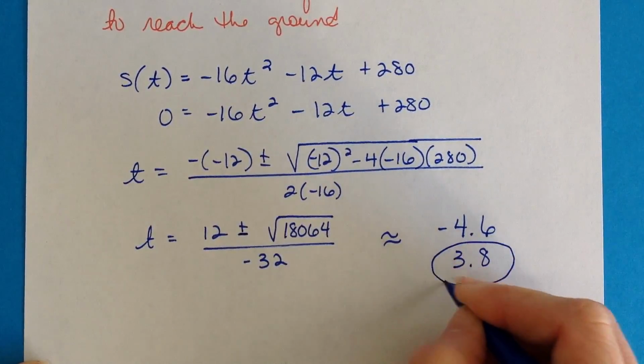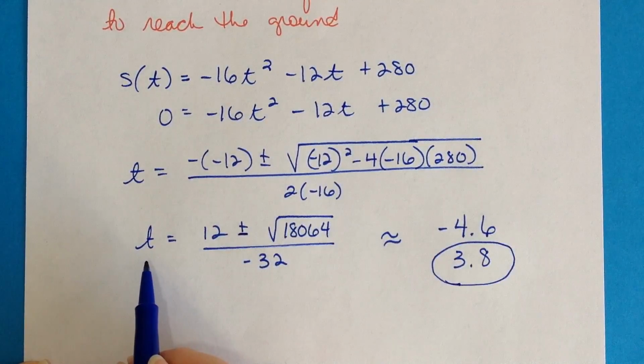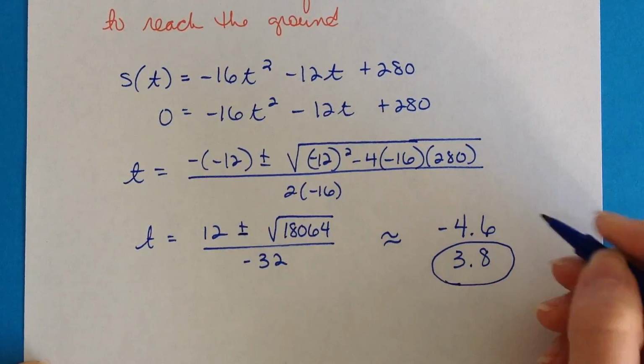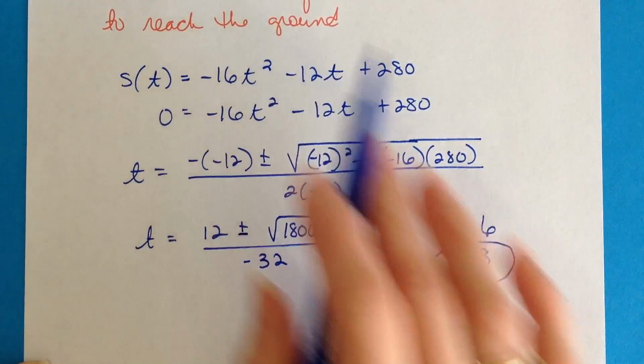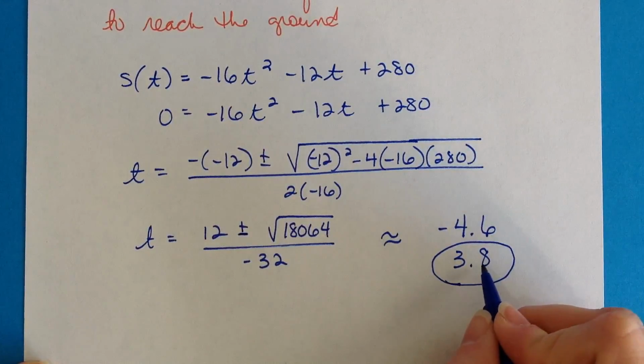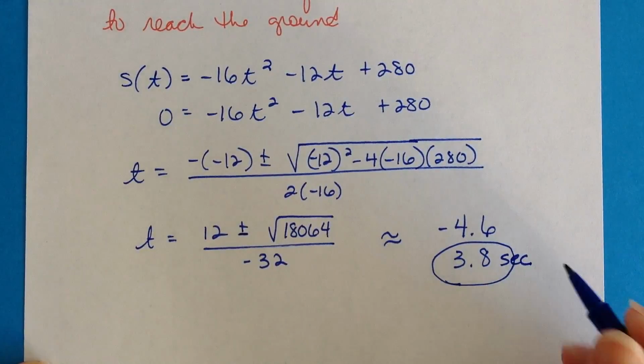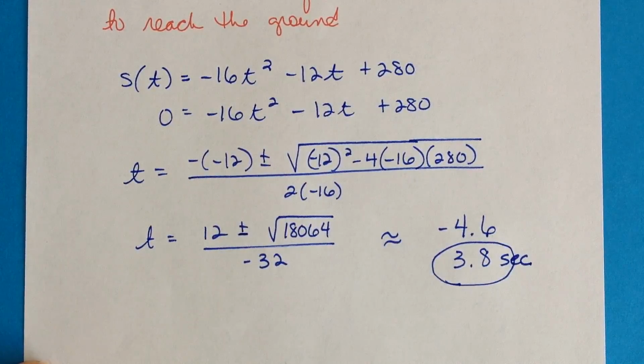This is going to be your answer because you're solving for t, which is a time. You're not going to have a negative time. So this means find the time required for the coin to reach the ground. So it's going to take 3.8 seconds for this ball to hit the ground. That's what you have figured out.